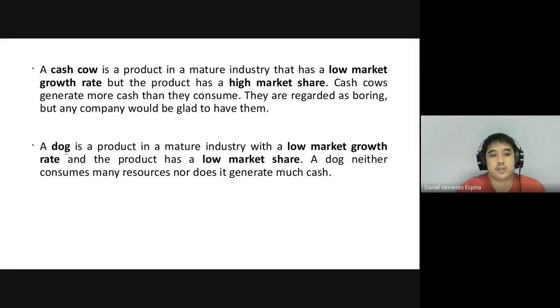The last symbol is called the dog. It is a product or business in a mature industry where it has a low market growth. So it does not grow anymore, or it grows, but the rate is very small, and the product has low market share. So fewer people now want to buy the product. A dog neither consumes many resources, so its investment is not very big. However, it does not also generate cash.